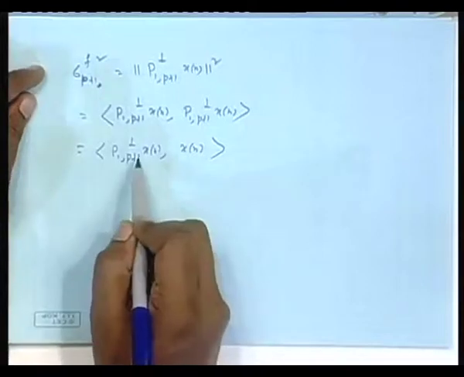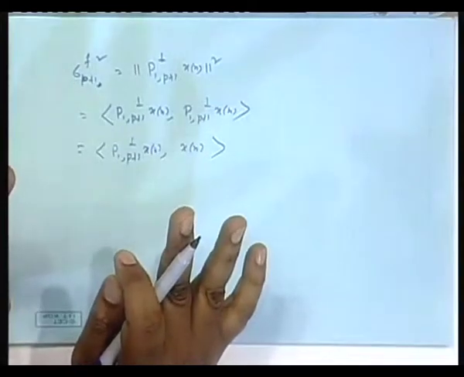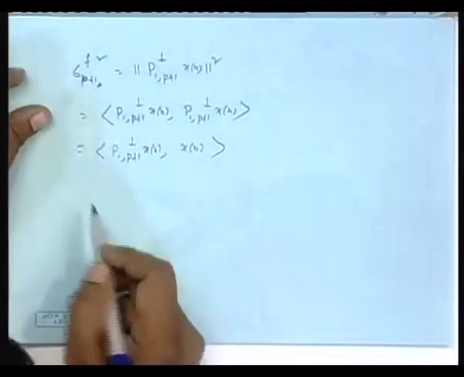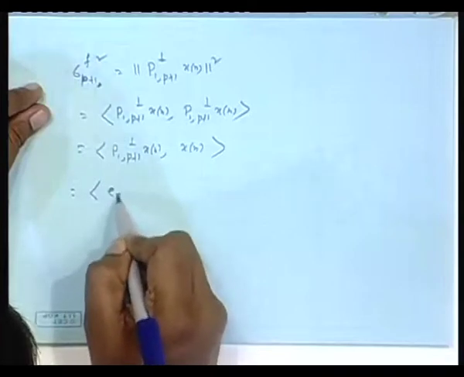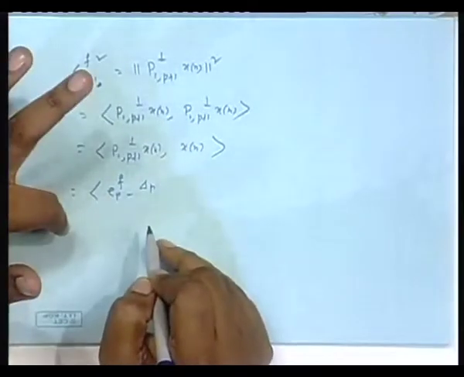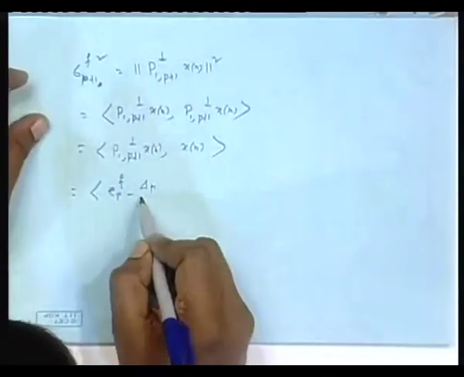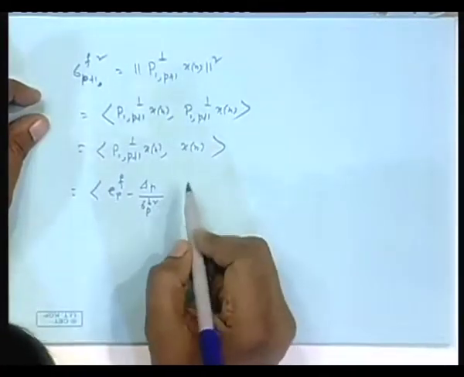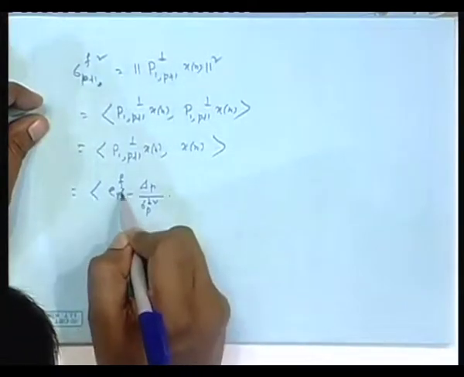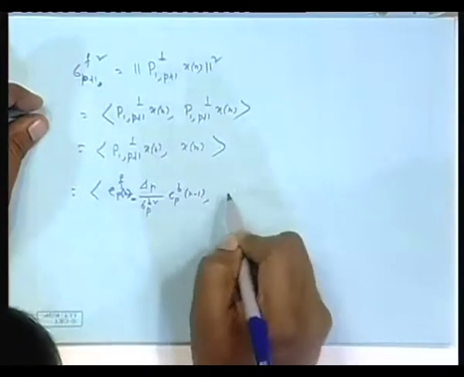This is what? Forward prediction error for p plus 1th order. For this I already know the recursion, isn't it? That lattice recursion. So, I put that here. This is E p f n minus the delta p thing. Delta p we know, I am not defining it again. You remember that this recursion I am bringing back here. E p plus 1 f n is equal to this. We know what is delta p and all, so I am not defining it. This is n, comma x n.